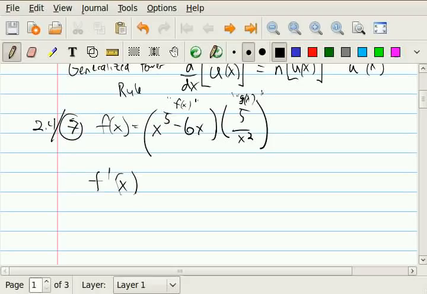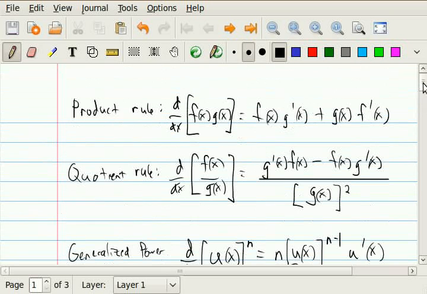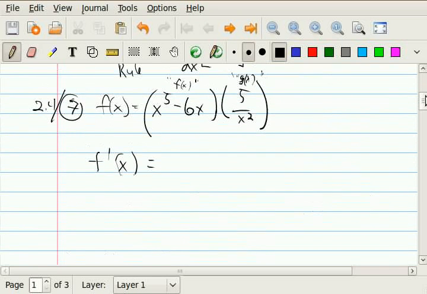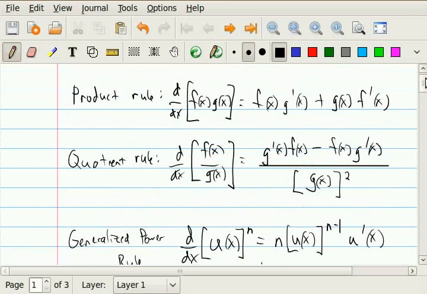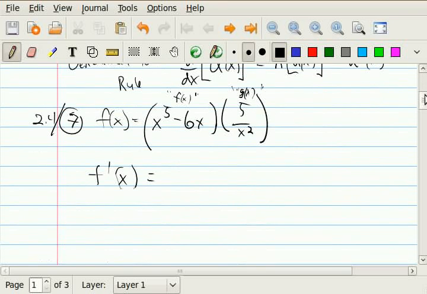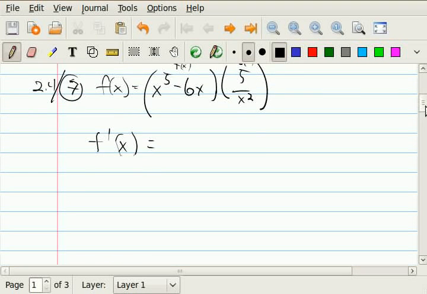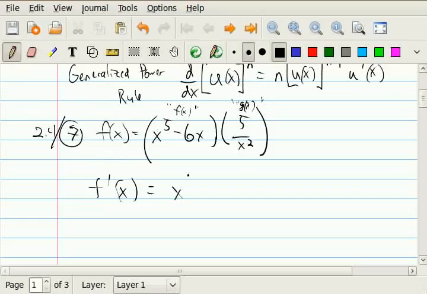So, we want to find the derivative of this, so we have to use the product rule. That product rule says take the first function times the derivative of the second plus the second function times the derivative of the first. That's how it's written in the book. Sometimes I write it a little bit differently because I've seen it in different forms in other books I've used, but what did they say here? The first function times the derivative of the second. So that's x to the 5th minus 6x, times the derivative of the second.